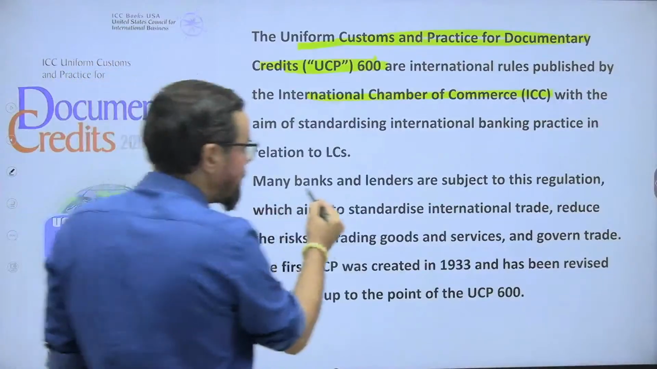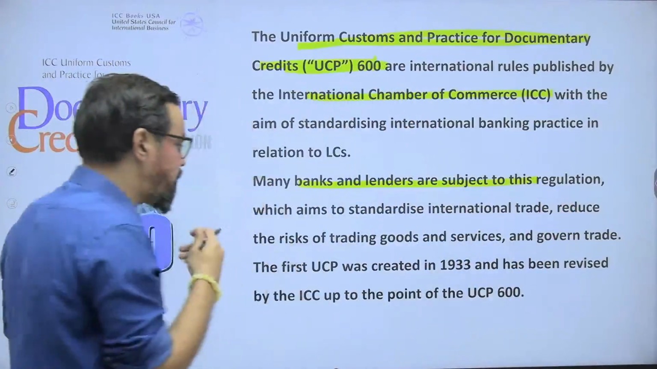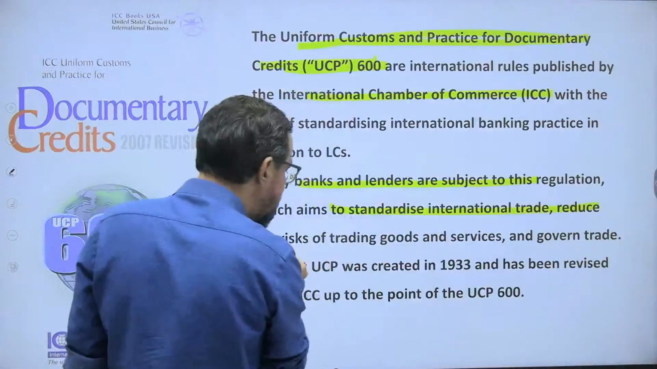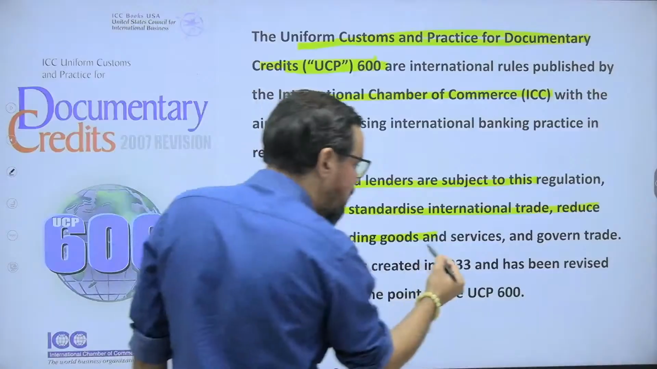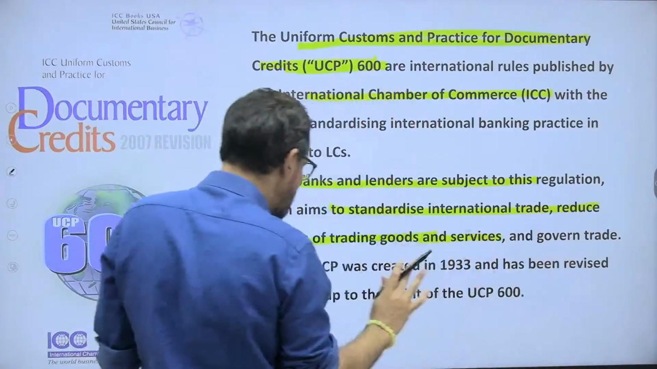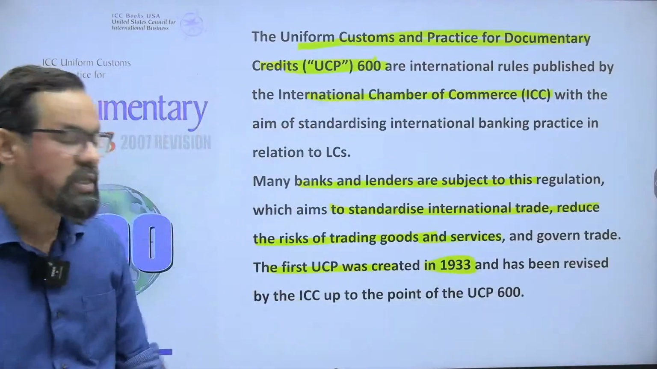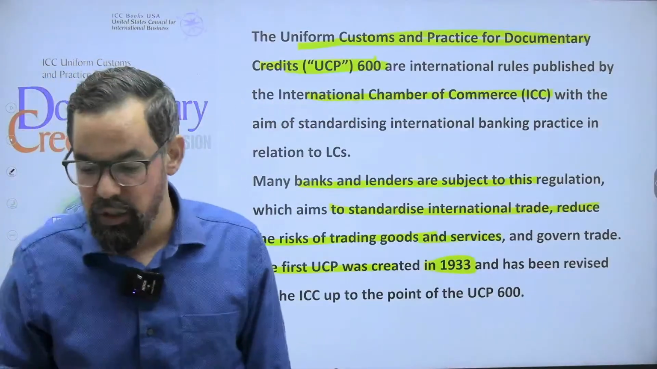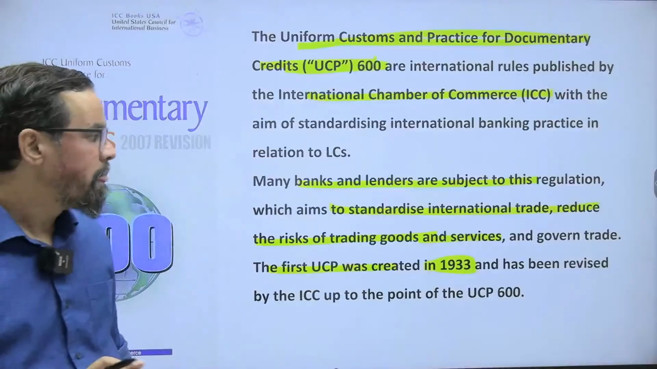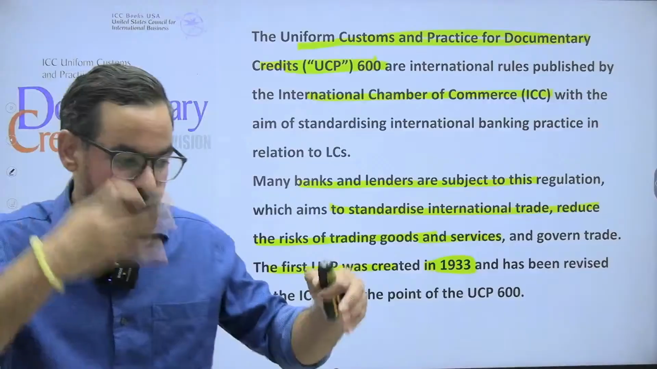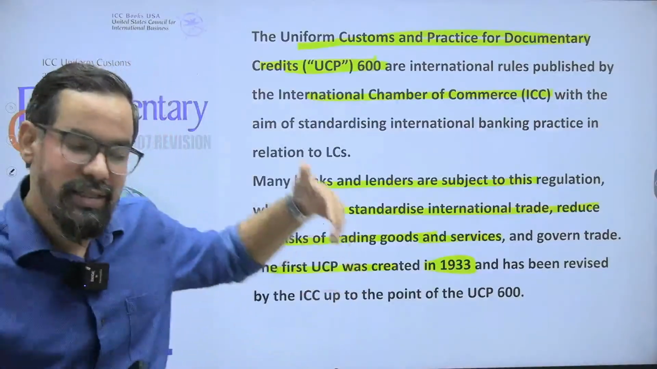Many banks and lenders are subject to this regulation, which aims to standardize international trade, reduce the risk of trading goods and services, and govern trade. The first UCP was created in 1933, and the latest one is from July 2007, that is your UCP 600. Now, these are like accounting standards, where every company uses the same rules. So this is something like that.